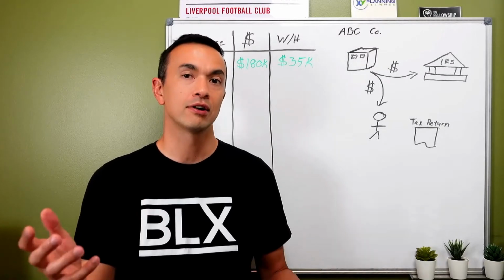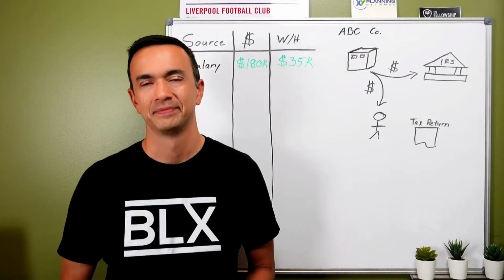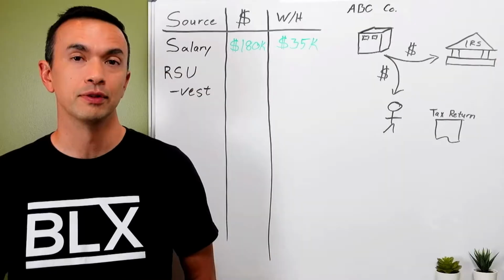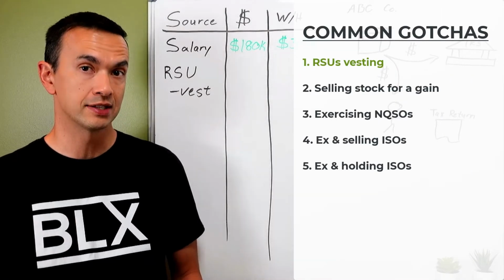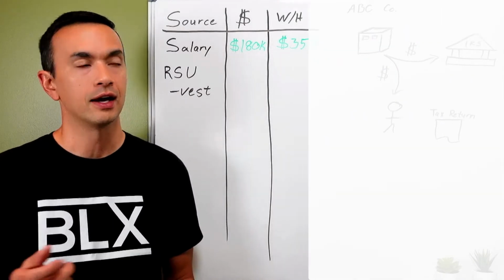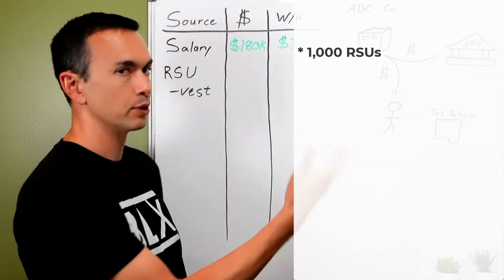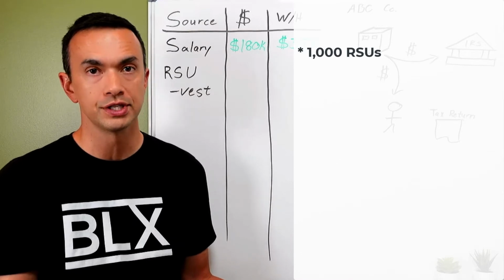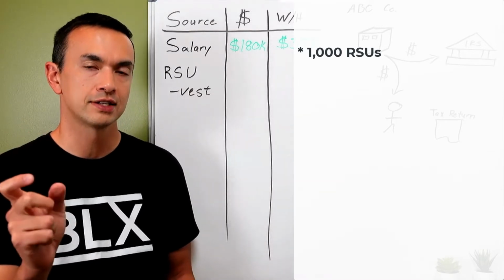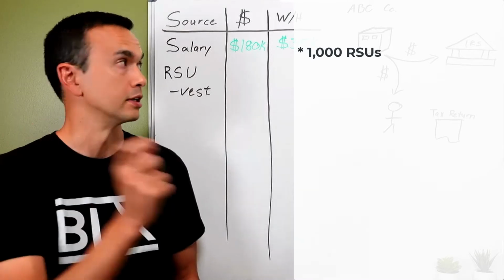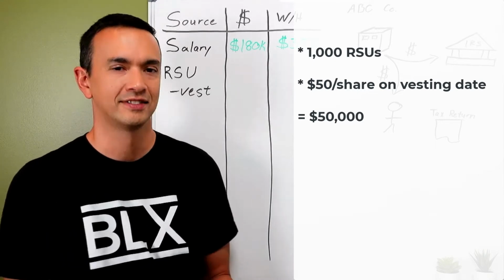And so here are some of the most common gotchas whenever it comes to equity compensation. The first one that I'll talk about, and is probably the most common, is whenever RSUs vest. And so we're going to say that this person also has 1,000 RSUs that are going to vest in March for this year. And that on the date that those RSUs vest, we're going to say that the price of ABC company stock is $50 a share.